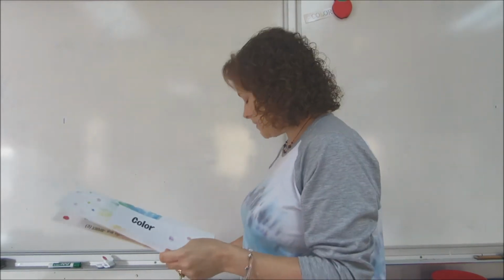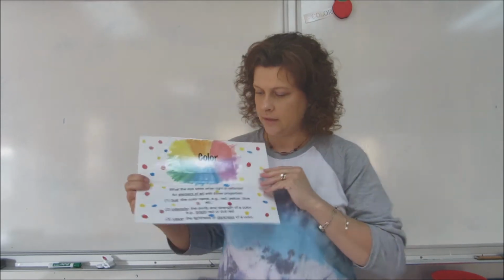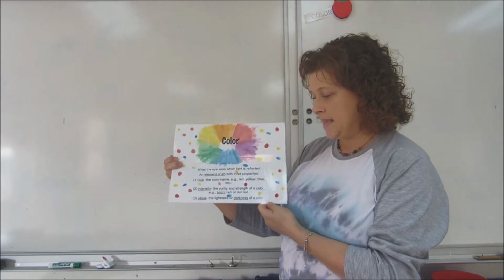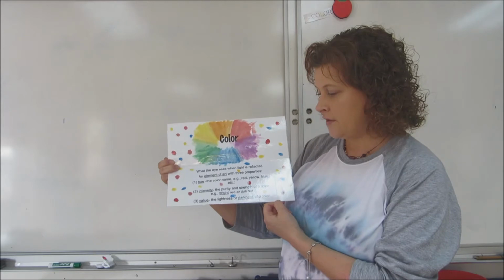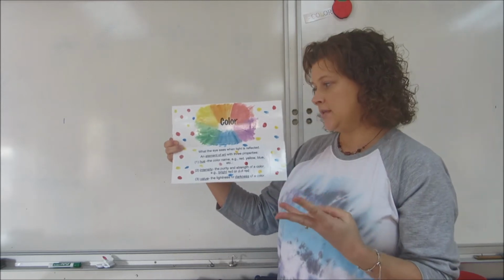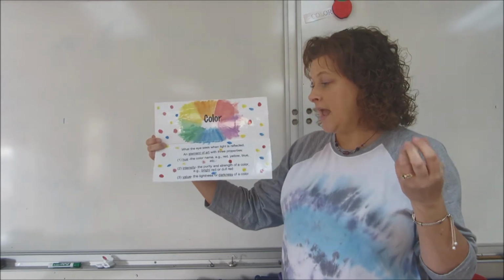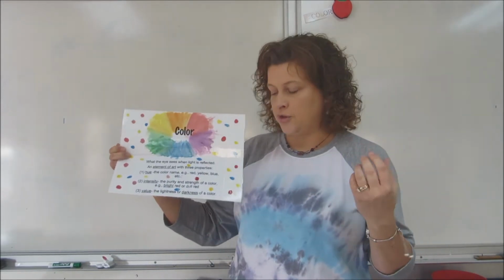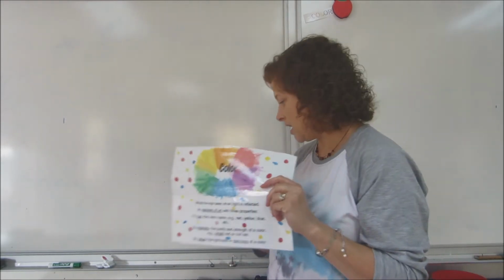Okay, so color. All right, I've got my definition here. Oh, look at that. It's what an eye sees when light is reflected. An element of art with three properties. So it has hue, which is the name of the color, intensity, which is how bright or dull it is, and the value, whether it's light or dark. Pretty cool. We're going to learn about color.